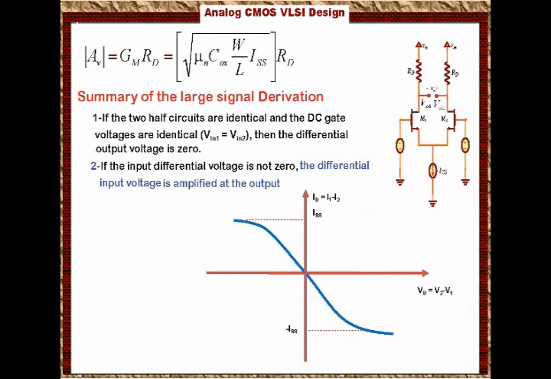And if delta Vn is more positive, we start to realize that most of the current will go through ID1, and the current through M1 will increase by increasing delta Vn until we eventually reach ISS.